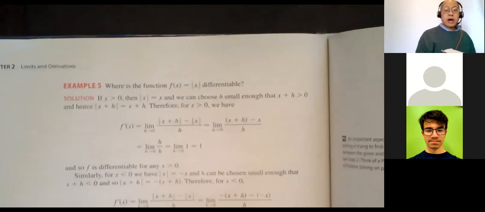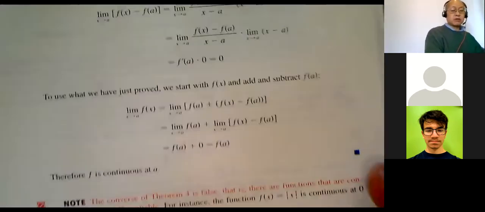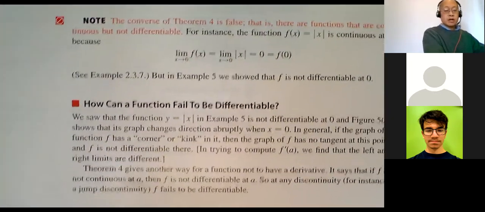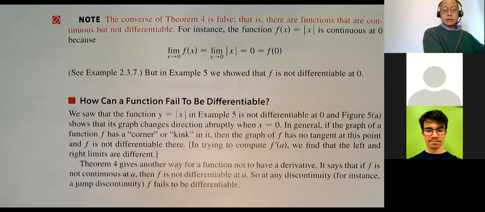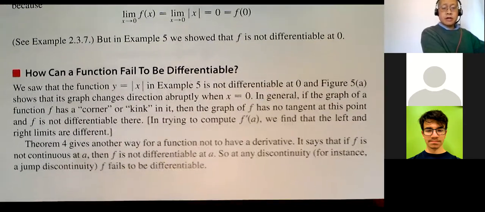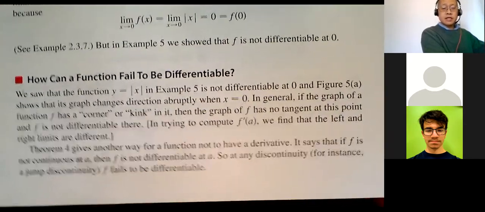Okay, so how can a function not be differentiable? Page 157. How can a function fail to be differentiable? Okay, if you have a corner point, if you can see in the book there, it says a corner or a kink to it. There's no one tangent you can have.